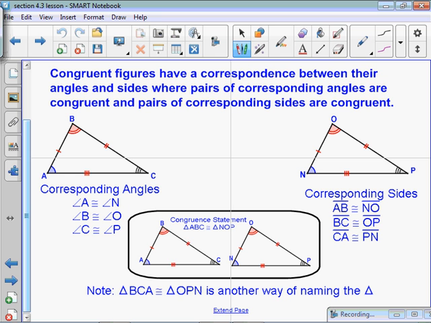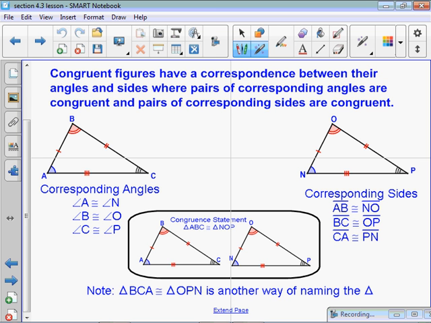For this example right here, angle A and angle N are corresponding, so they would have to be congruent. Angle C and angle P are corresponding, so they would need to be congruent, etc., with all the angles. Same thing with the sides. Side AB and side NO are corresponding, so they would need to be congruent, etc., for all of the sides. You can only say that a figure is congruent to another figure if all of the corresponding sides are exactly congruent. And you need to make sure that you say it in a specific way, as our next slide will show.